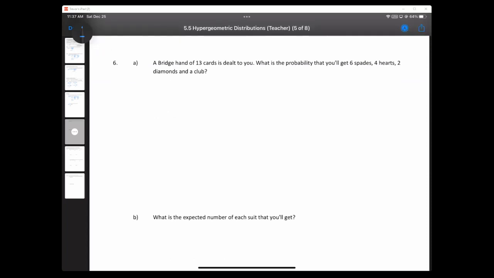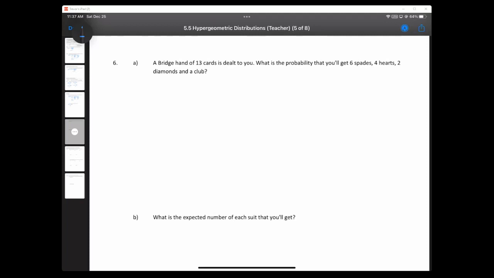A bridge hand of 13 cards is dealt to you. Now, I always think this is funny because I'll have students that put up their hands and say they don't know how to play bridge. I don't know why you need to know how to play bridge to answer this question, but let's go with it. A bridge hand has 13 cards dealt to you. What is the probability you'll get 6 spades, 4 hearts, 2 diamonds, and a club? That is a pretty specific hand. I mean, it doesn't say which 6 spades, but it's still a pretty prescribed hand.